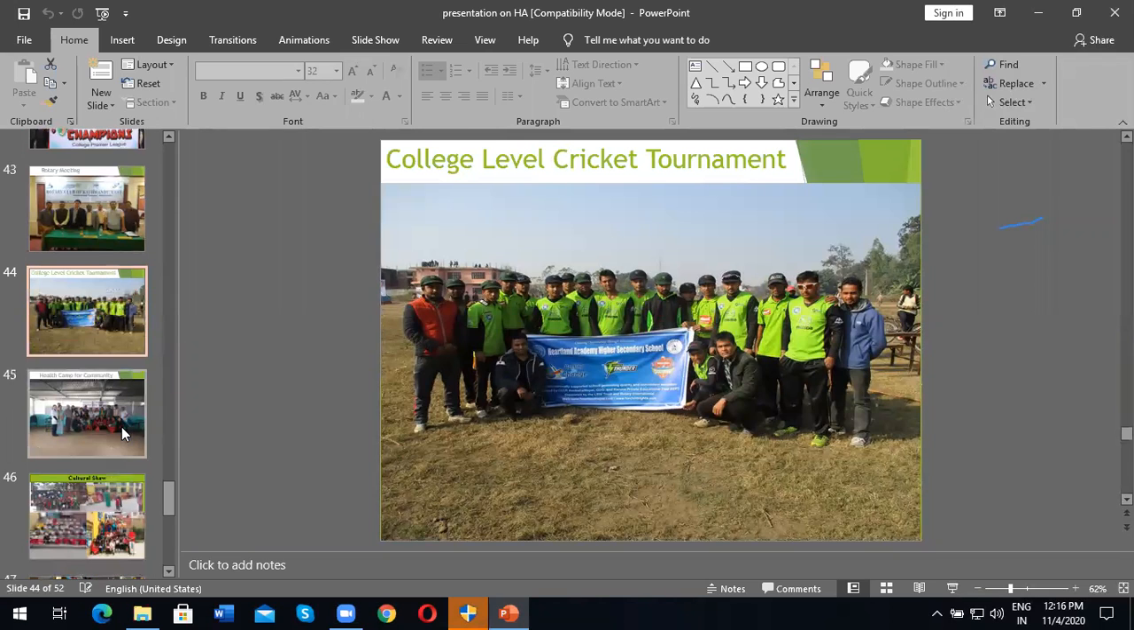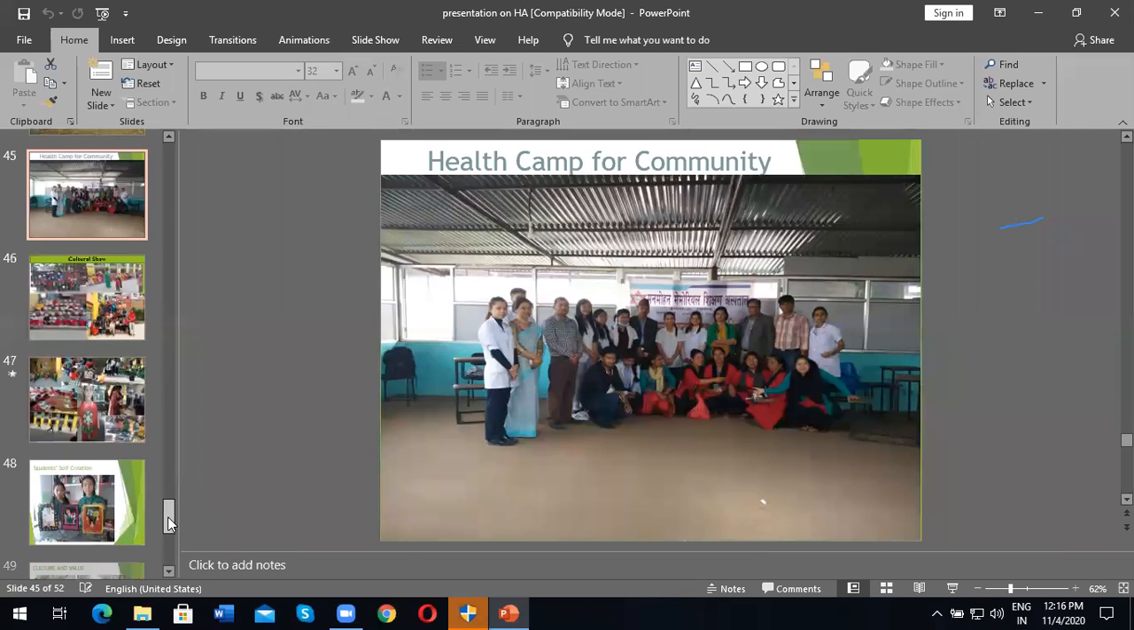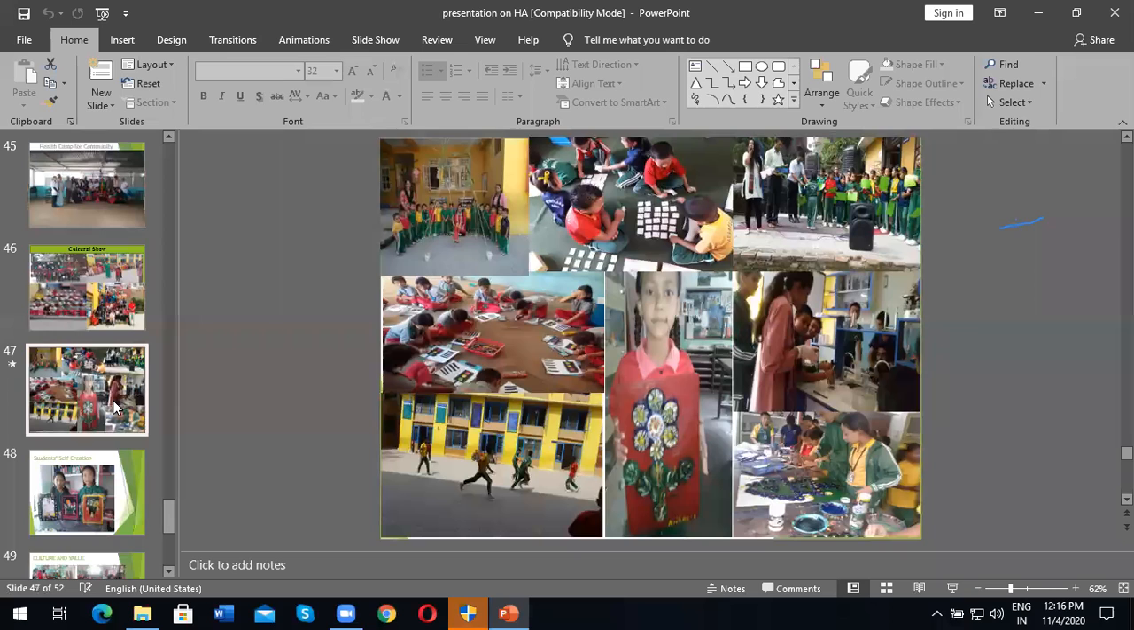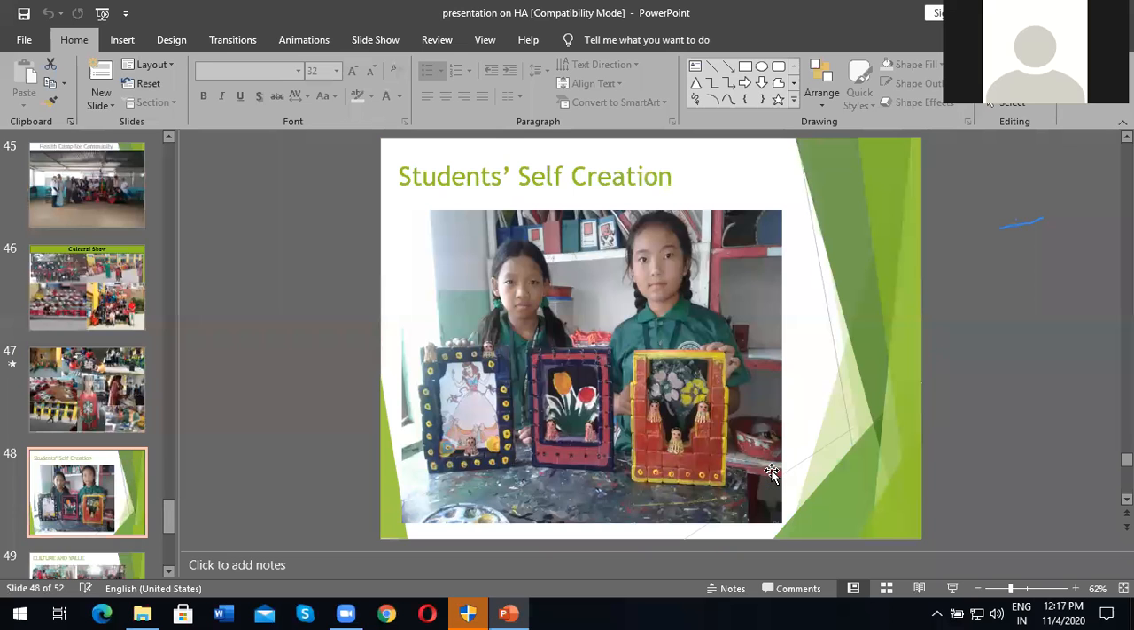Health camp for community, this program we conducted in our school, and all our community members were invited and they got free health checkup facility. You can see our students engaging in various creative activities. This is a self-creation of our students. We have very good arts and craft, where our students go and work as per their interest. Some students draw, some students paint, and this is the best creation they did.